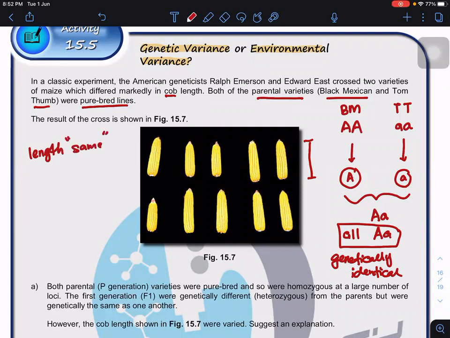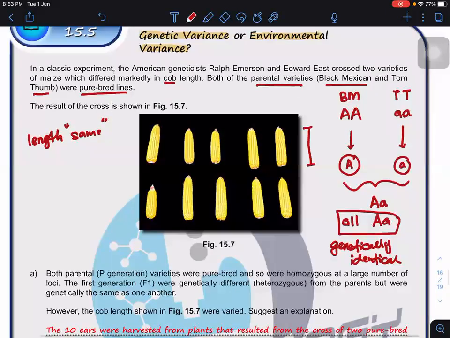The length must be the same, correct? Or not? If they are genetically identical for the length of the coat, okay? But if you measure, okay? So the result, when you cross it, they produce... So you look at this, the coat actually has different length. Do you realize that? Different length.